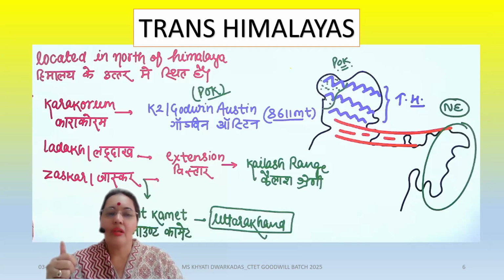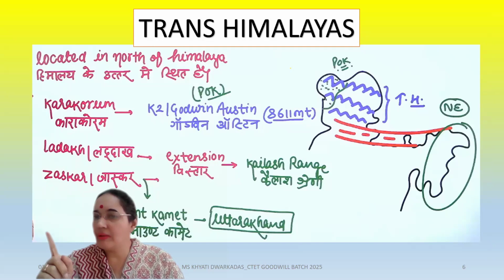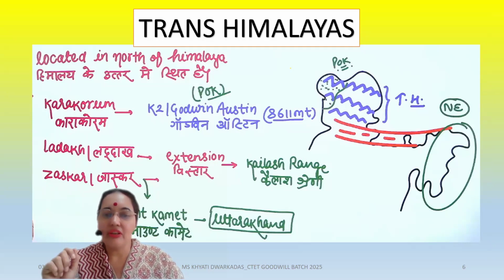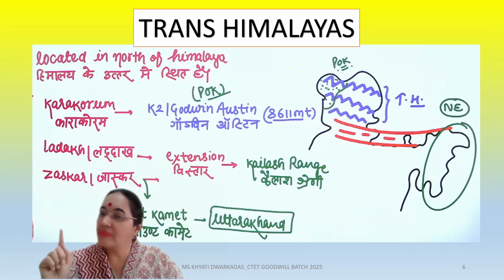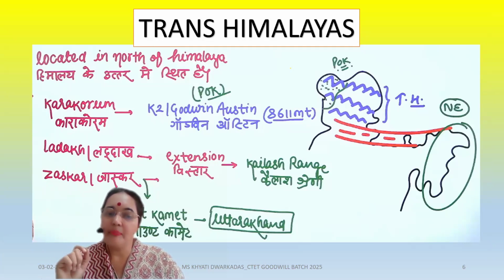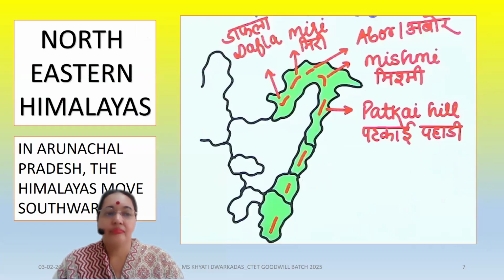Karakoram, the highest peak, K2 or Godwin Austen, at 8611 meters, currently located in POK or Pakistan occupied Kashmir. Next range, Ladakh, has an extension in the Kailash range, the same Kailash range as Kailash Mansarovar. And finally, you have the Zaskar range, which has its highest peak as Mount Kamet in Uttarakhand. So that makes it your Trans Himalayas.